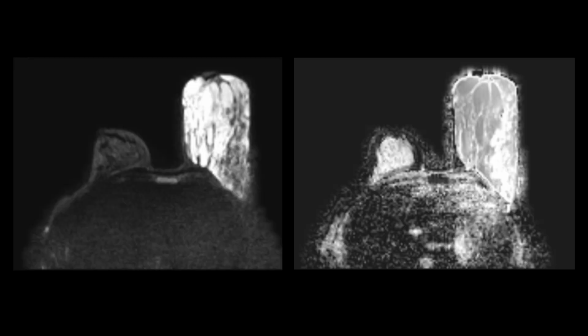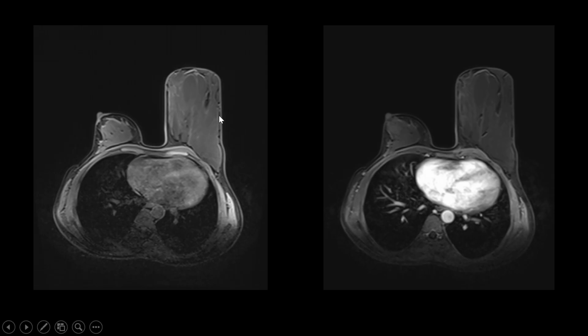On DWI, we saw a few areas of diffusion restriction with a mean ADC of 1.5. This is phase 1 of the dynamic contrast images, and this is phase 19, the last phase of the dynamic contrast. We can see that not much enhancement was seen. So based on these features of multiple well-defined T2 hyperintense and T1 hypointense cystic lesions diffusely involving the left breast parenchyma, we gave the diagnosis of diffuse lymphatic malformation involving the left breast.